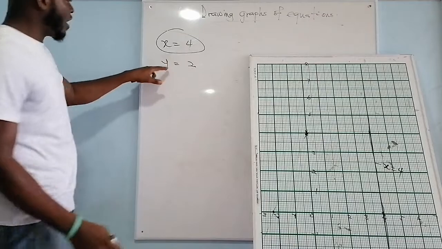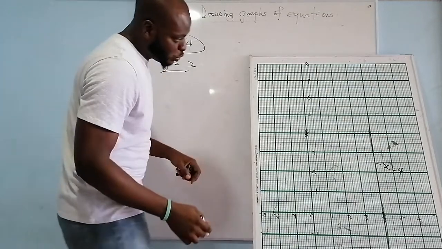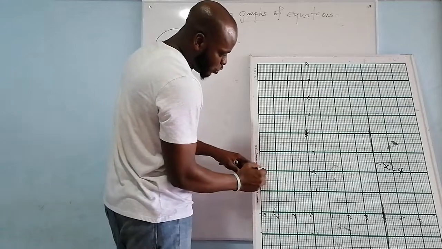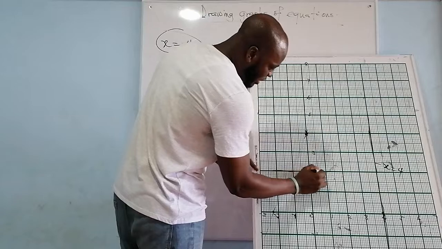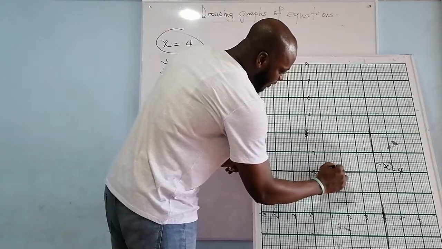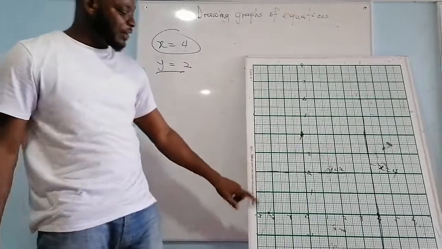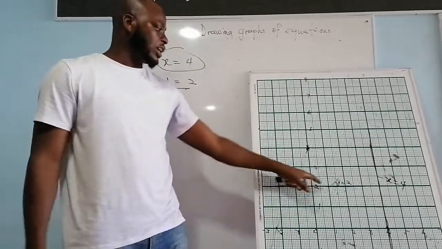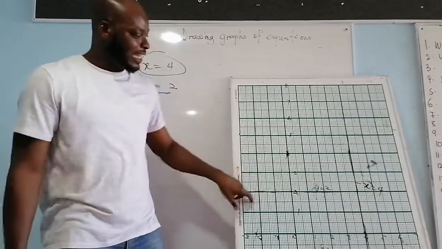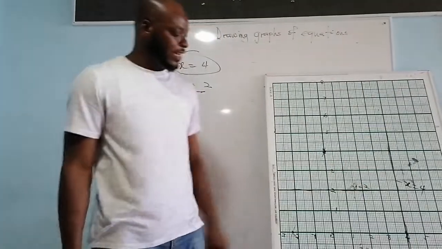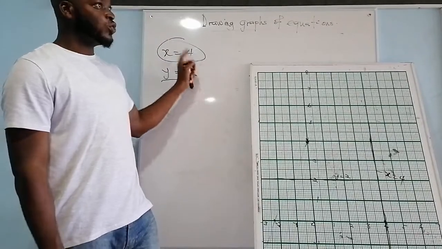And then if you have y equals 2, where is 2 on the y-axis? This is 2. So you locate your 2 here, and draw a straight line that passes through it. So this is y equals 2. Now you notice again that this one is parallel to the x-axis. It tells you that anytime y is given to be equal to a number, that line will be parallel to the x-axis. So take note of these two examples.